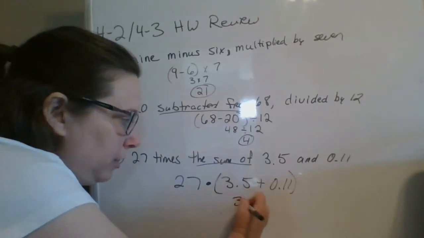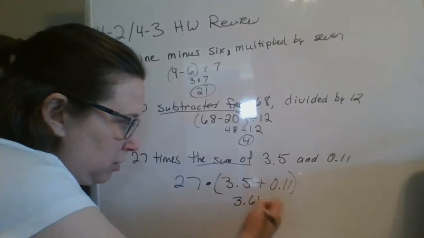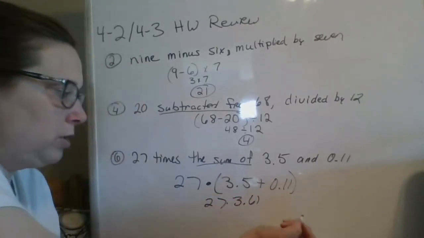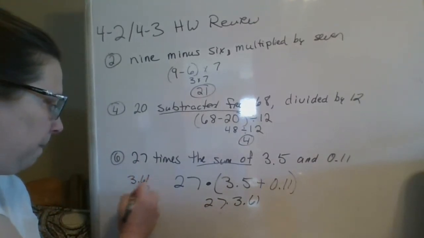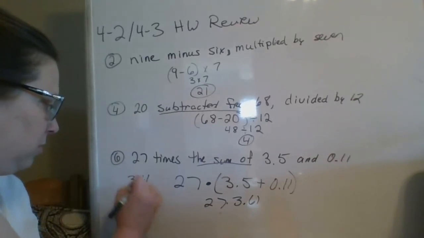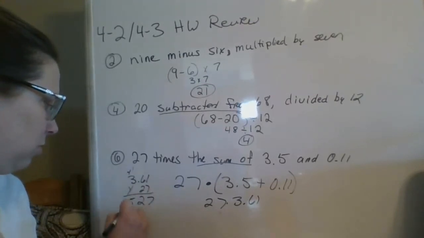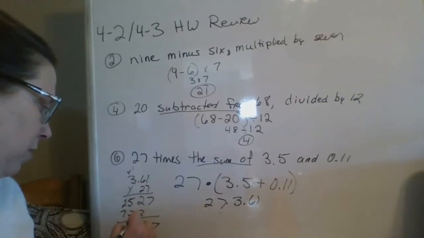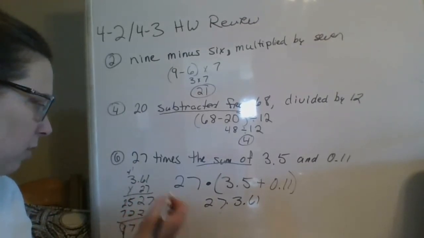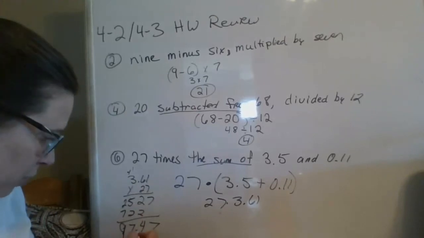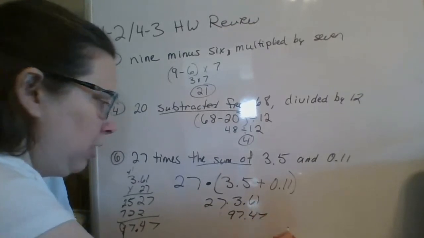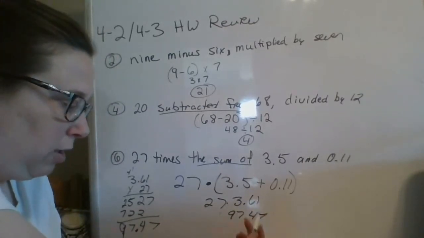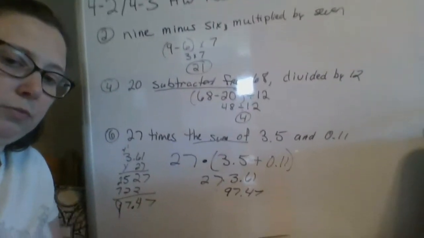We can go ahead and add these now and say this is 3 and 6/100ths, and we are going to multiply that times 27. So we do that. Count up how many decimal places we have in our problem, which is just the 2 in our first number. So we'd have 2 in our answer, and our answer would be 97 and 47 hundredths. There you go.